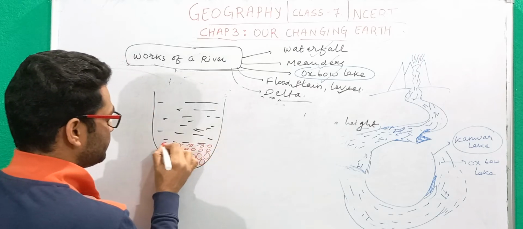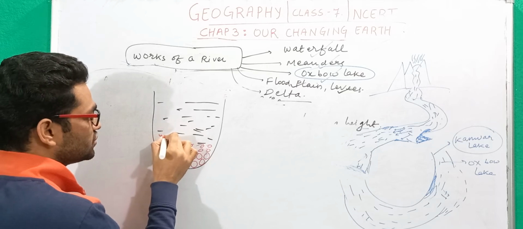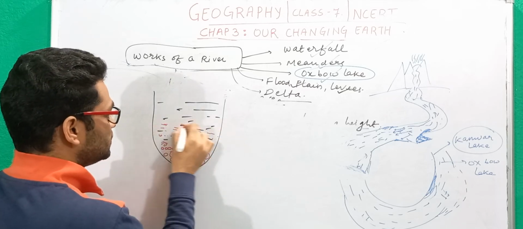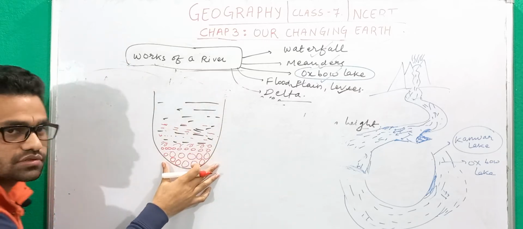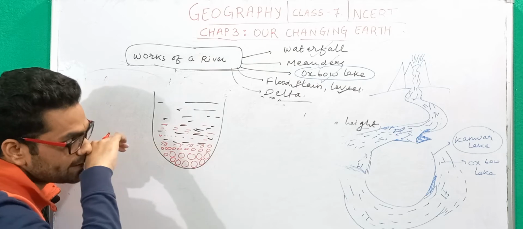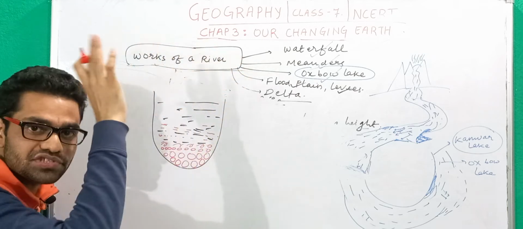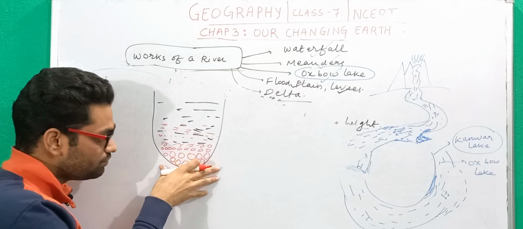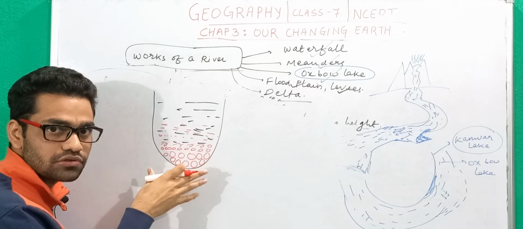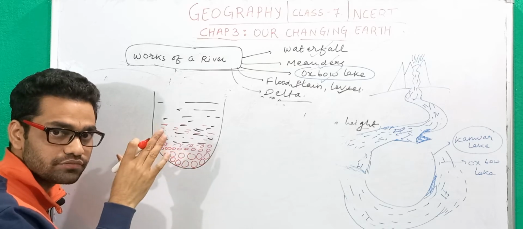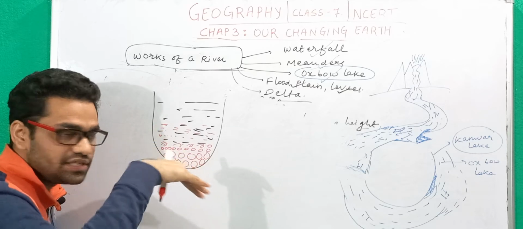Then we have smaller fragments, and then we have further smaller fragments. Now the bigger-sized debris will get accumulated in the very upper stages of the river, because movement of such debris requires a lot of energy, and that is present only in the upper stages of the river when the river is descending.